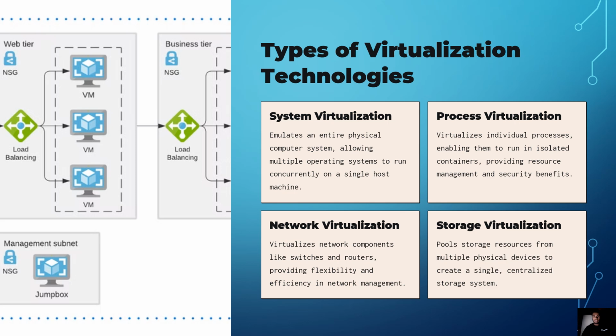Process virtualization is a virtualization which virtualizes individual processes, enabling them to run in isolated containers, providing resource management and security benefits. Network virtualization is a virtualization which virtualizes network components like switches and routers, providing flexibility and efficiency in network management. And the last, storage virtualization is a virtualization which pools storage resources from multiple physical devices to create a single centralized storage system.